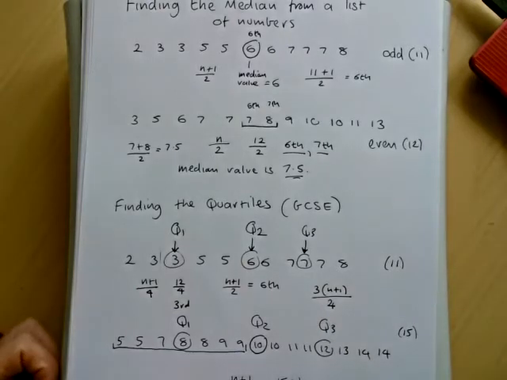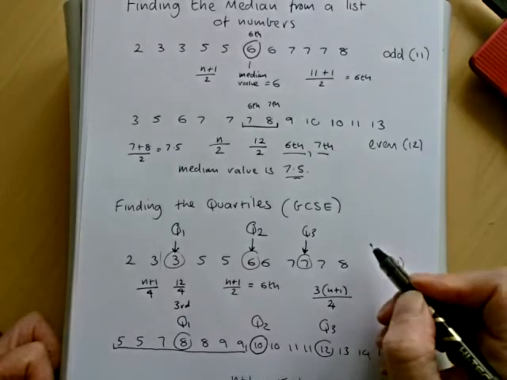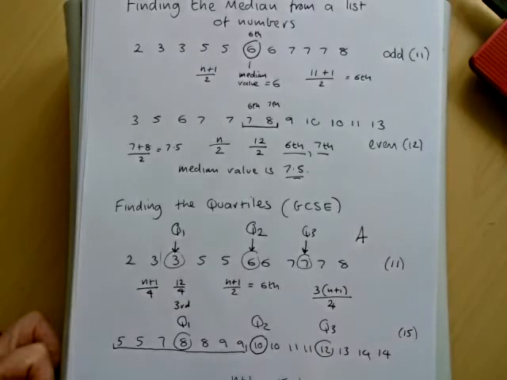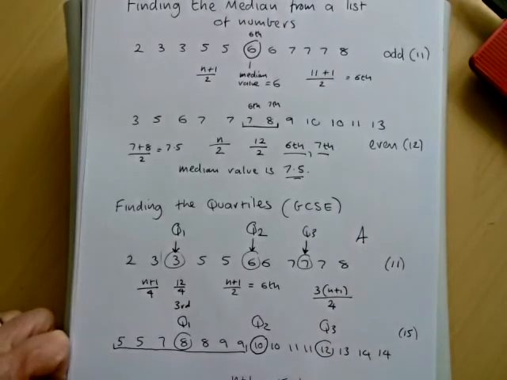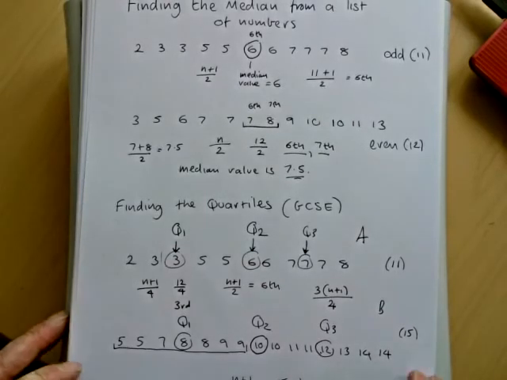Finally, if you want to work out the interquartile range, you've got the information that you need. The interquartile range is the third quartile take away the first quartile. So let's call this list A. For list A, that would be 7 subtract 3, which would be 4. And for list B, that would be 12 subtract 8.